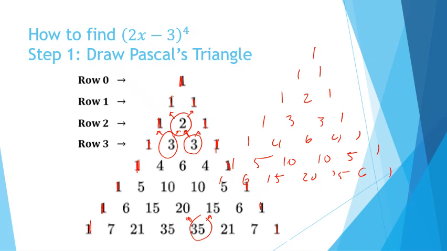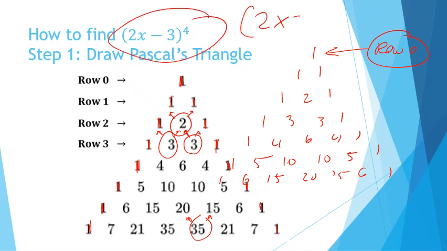And so that's important. The other thing that you will need to do is notice that this first row is going to be row 0, right? So pay attention to that. Very important. Will mess you all up if you do not get this correct. So that first row is row 0. The problem we're trying is 2x minus 3 to the power of 4. We're trying to expand that out there.